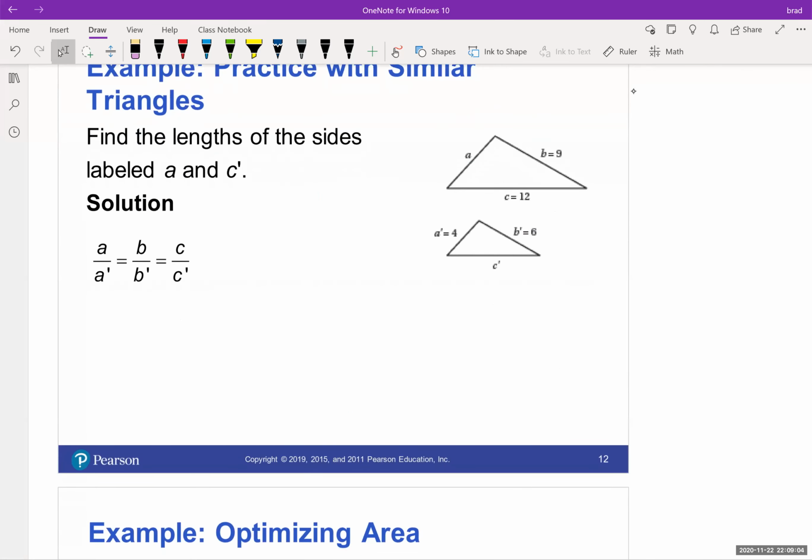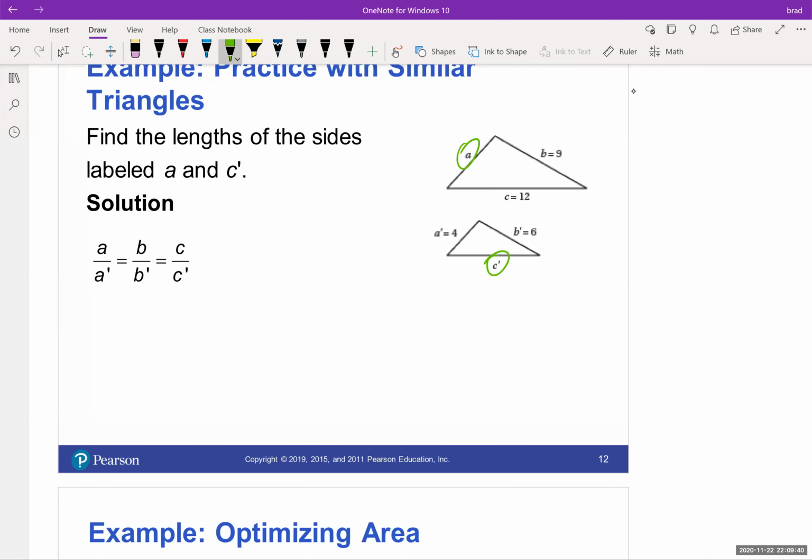In general, if I give somebody two triangles and three of the sides, you should be able to find the fourth. For this one, they give us two triangles that are similar. So these have the same angles, but definitely different side lengths. They want to find A and C prime, so this side and this side.